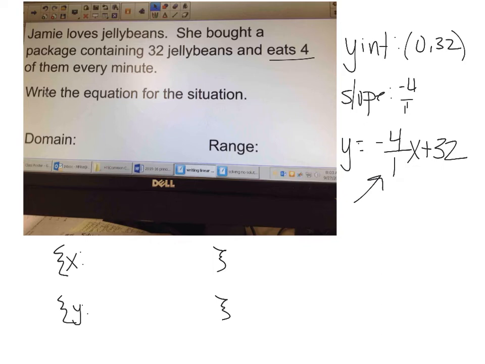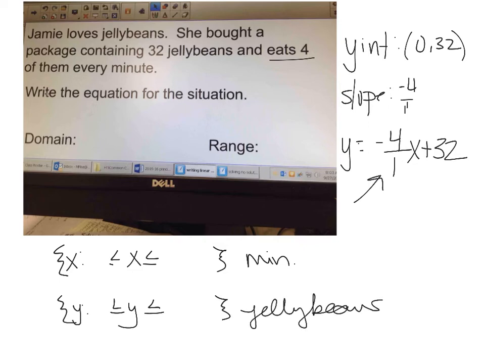So we know that if we have a starting and a stopping point, we need to fill out the domain and range like this. The X stands for minutes, the Y stands for jelly beans. So the least number of minutes we're talking about is 0, and it's going to take 8 minutes for all of the jelly beans to be gone. And so the least number of jelly beans that we're going to have is 0, and the most amount of jelly beans we're going to have is 32. So your domain and range looks like that.